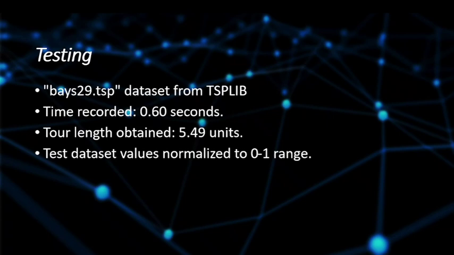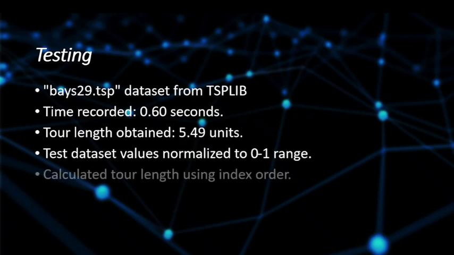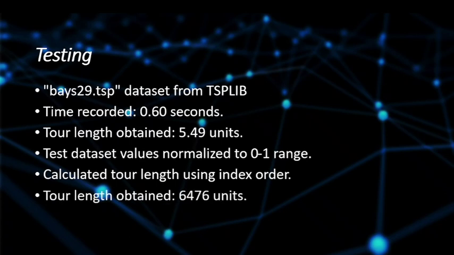Since the GPN model was trained on a dataset whose values ranged between 0 and 1, the testing dataset is also normalized to this range. If we consider the list of indices returned after training, which contains the order in which the cities are visited in the tour, and calculate the tour length using the distance matrix, the tour length obtained is 6476 units.